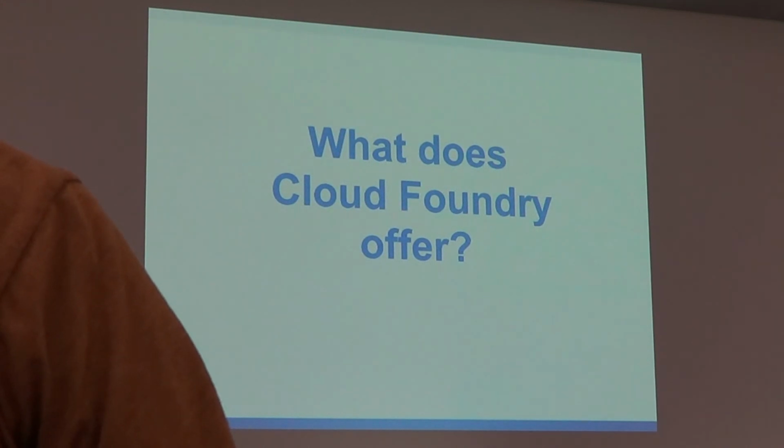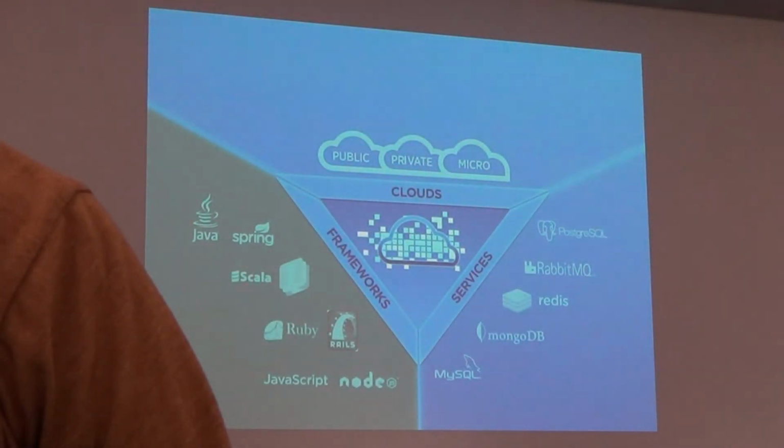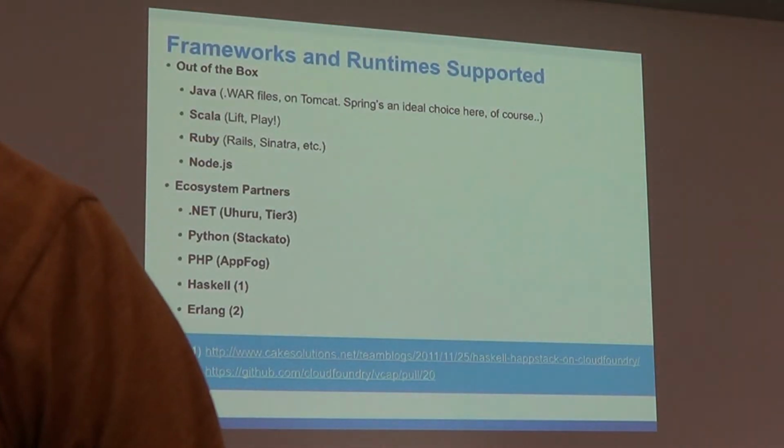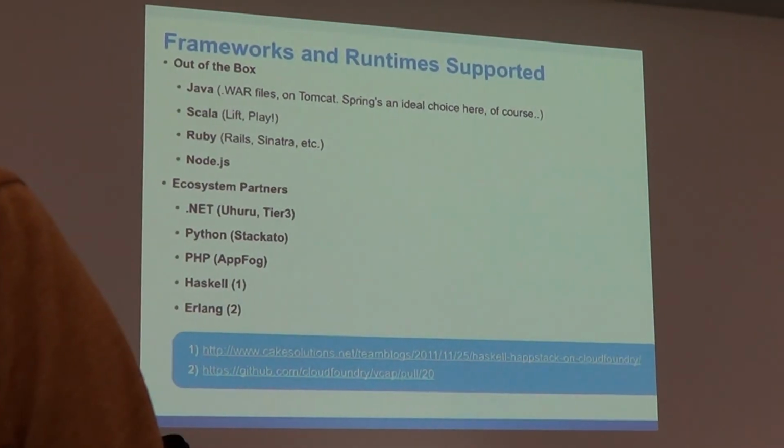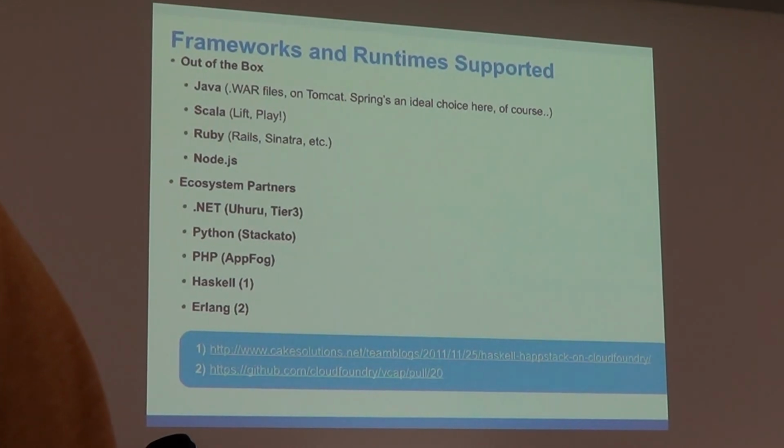what does Cloud Foundry offer? So Cloud Foundry has like 3 main parts, and the first one is the frameworks and runtimes. So out of the box you have Java support, Scala, Ruby, and node.js as languages you could write your applications on. But Cloud Foundry also has partners, that is other companies running Cloud Foundry, and then you can have .NET, Python, PHP, Haskell, Erlang, and whatnot. So you have many opportunities of what you can actually do with Cloud Foundry.